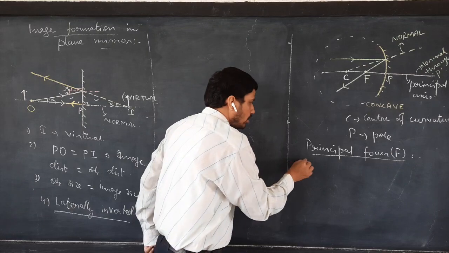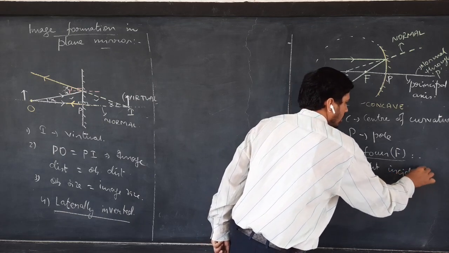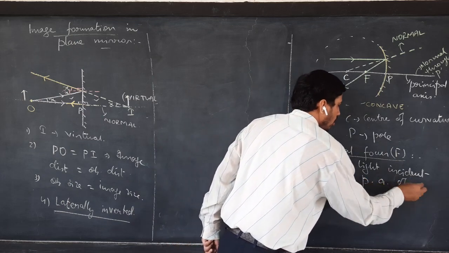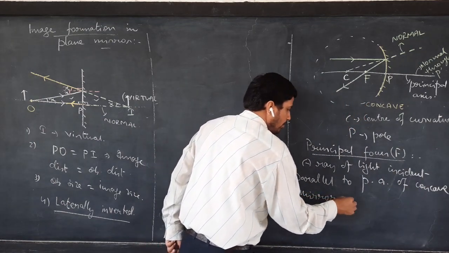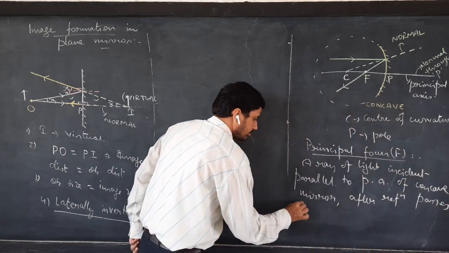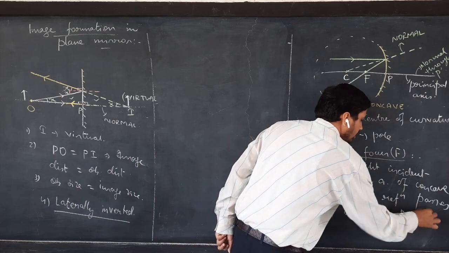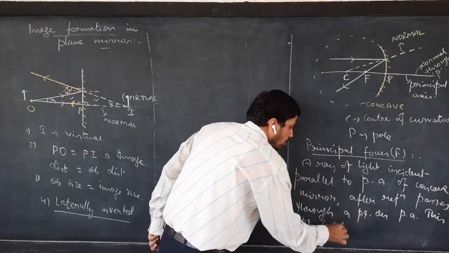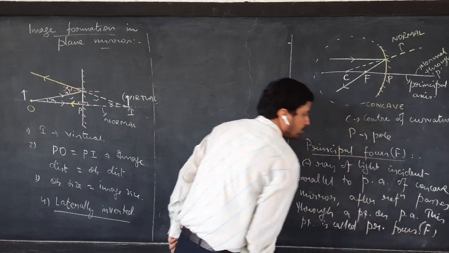So what will be the definition? A ray of light incident parallel to the principal axis of a concave mirror, after reflection, passes through a point on the principal axis. If you wish, you can name it F. So this point is called the principal focus, which we usually denote by capital F.